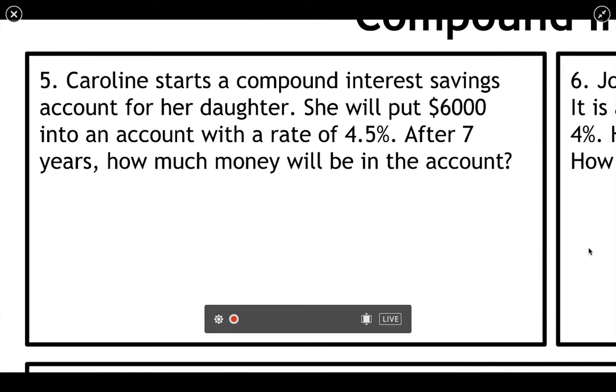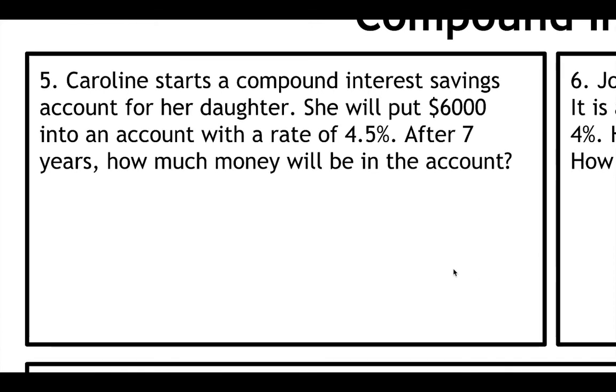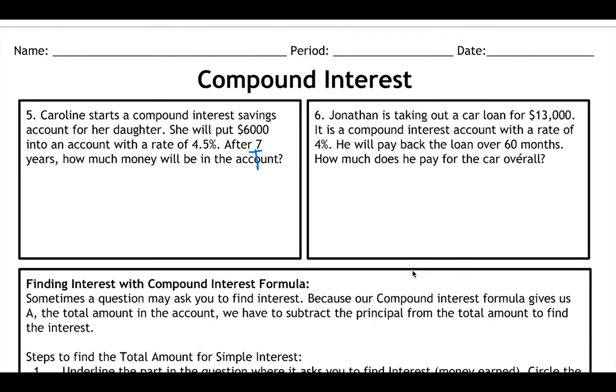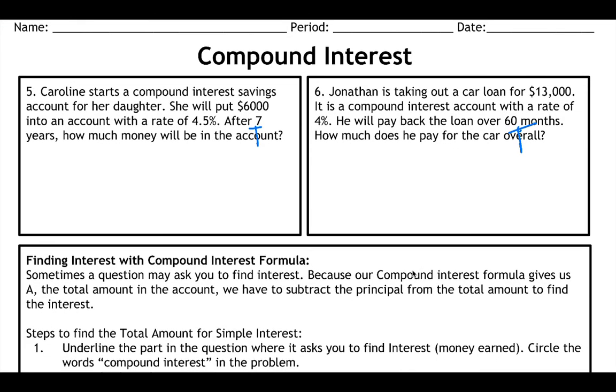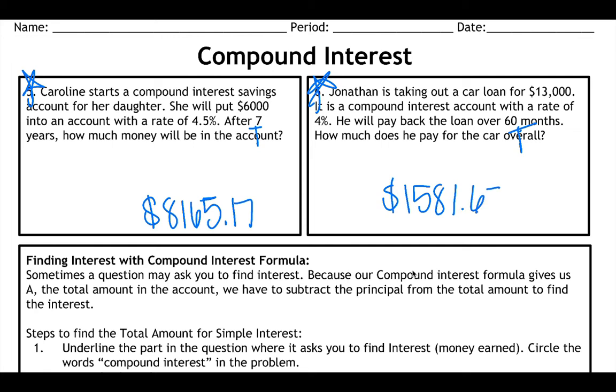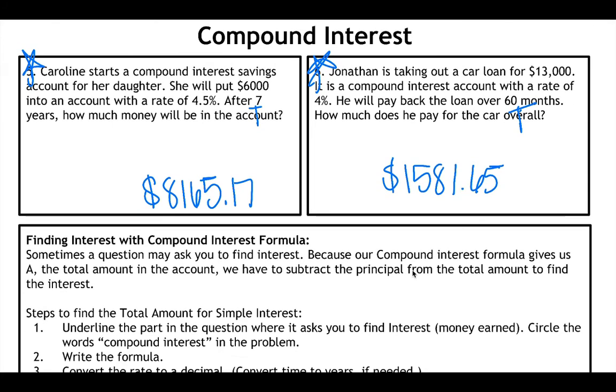Maybe skip 5 and 6. You want to skip 5 and 6? Are they the same? Yep. You're finding total still. So try to work those. The answers for 5 and 6 are $8,165.17, and 6 is $1,581.65. So work those out and double check with these just to make sure you know what you're doing.